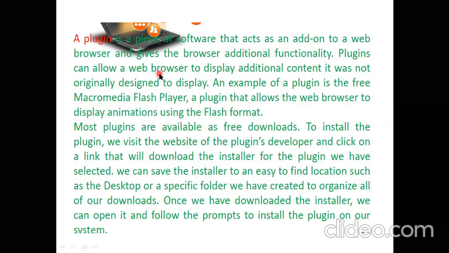Plugins can allow a web browser to display additional content, as add-ons do, which it was not originally designed to display. An example of a plugin is the free Macromedia Flash Player, a plugin that allows the web browser to display animation using the Flash format. As I was telling you before in add-ons, if you want to see Netflix movies, you will require Microsoft Silverlight. Similarly, if you want to see Adobe animated files, or even Flash format files, you would have to install a plugin called Macromedia Flash Player. Once the plugin is installed, you can access all the files of this multimedia player.